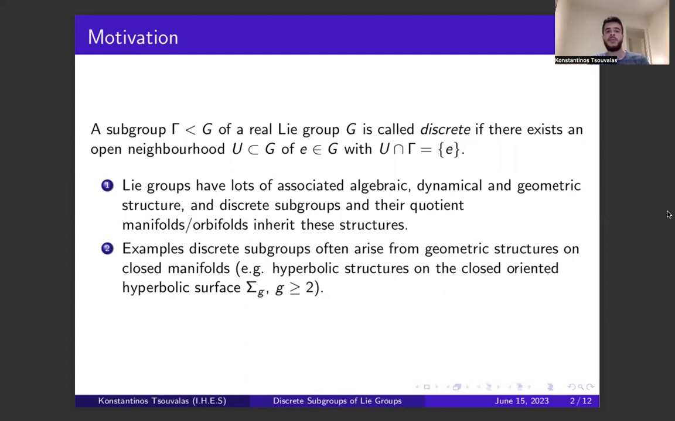And in general, Lie groups have lots of associated algebraic, dynamical and geometric structure, which in fact is inherited by their discrete subgroups and the quotient manifolds or orbifolds. And moreover, many examples often arise through geometric structures on closed manifolds that one would like to understand. So that's the case for hyperbolic structures on closed orientable hyperbolic surfaces.